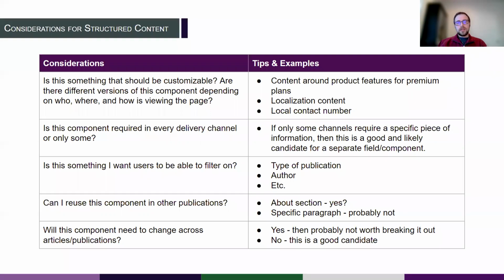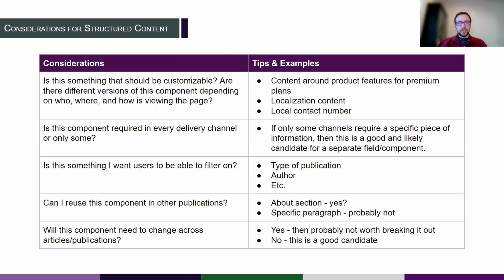Can I use the component in other publications? Again, a good example of this is the author of an article. I mean, we're all familiar with that. The name should be able to be reused in every article that the author is actually the author of. So instead of putting it in multiple places manually, just put the author in a component, a content item, and then link to it for each article. So this is a very simple example, but that's the idea there of content reuse.